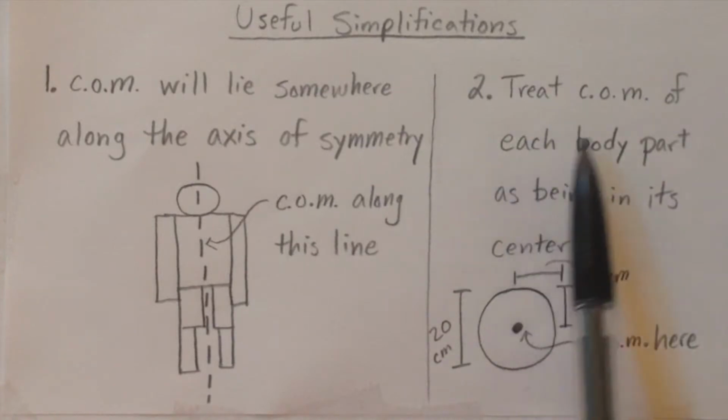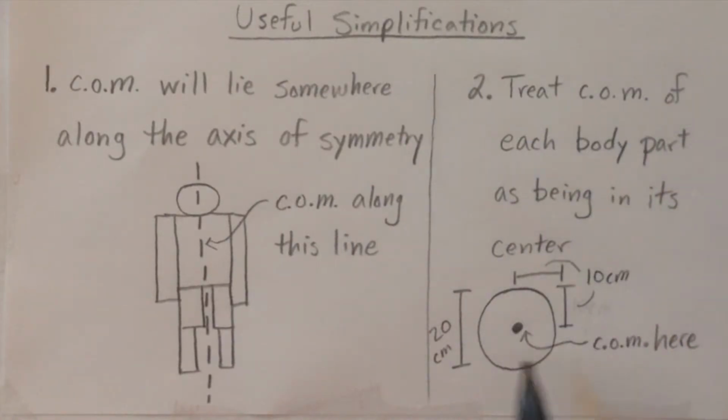The second fact is that we can treat the center of mass as being in the middle of each body part, because in the problem statement, we're told that the person can be thought of as being composed of uniform solid blocks. So for the example of the person's head, which is 20 centimeters wide, we can say that all of the mass of the head is located here in the center.